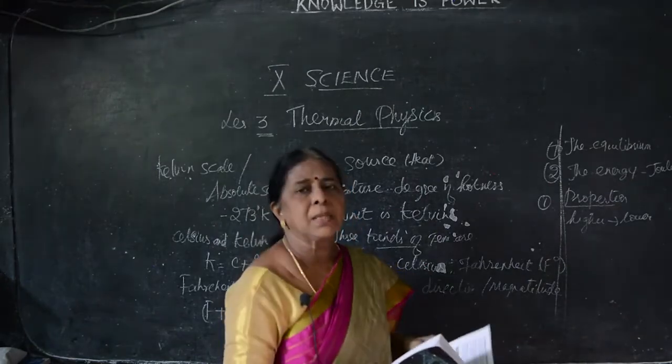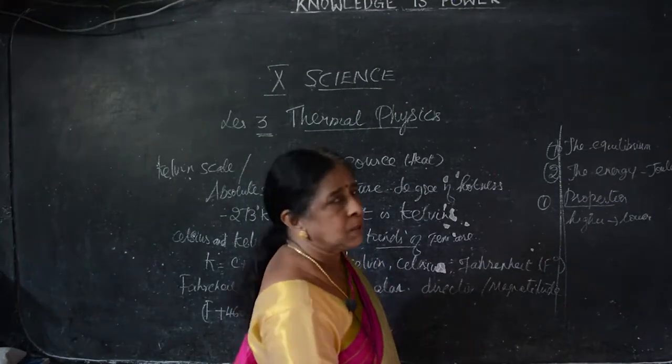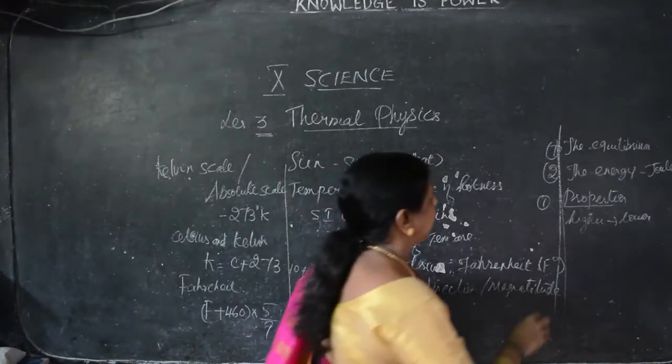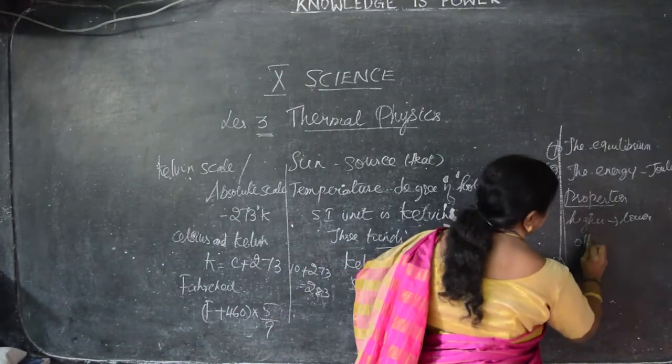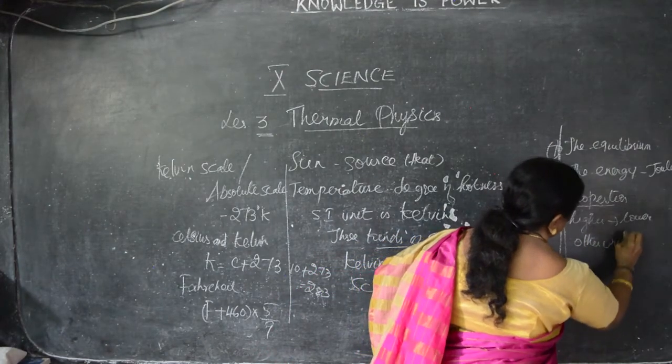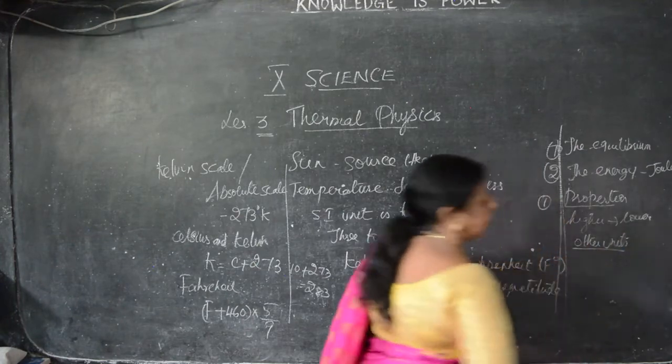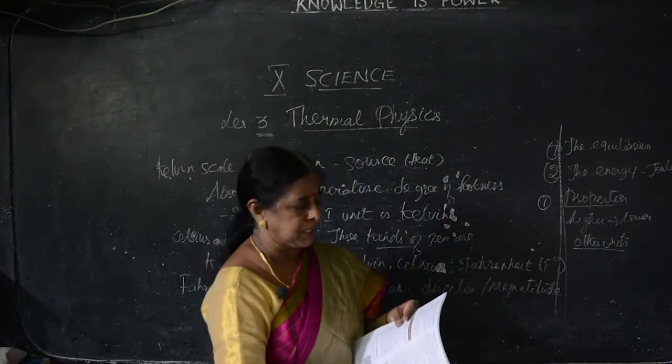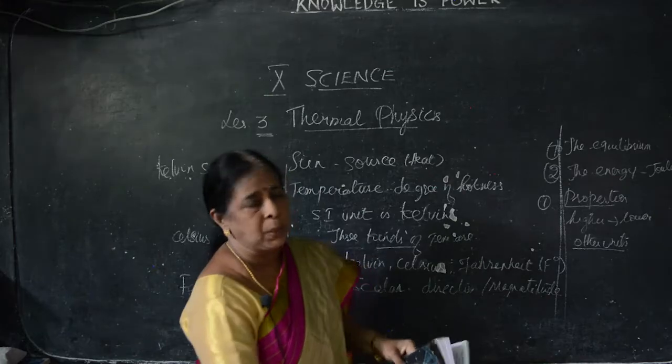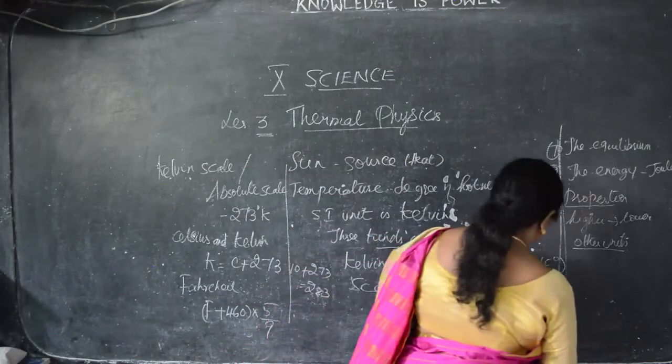Now we have to see what are the other units of energy. What are the other units? Units means what I said? Measurement. One is calorie, other one is kilocalorie.